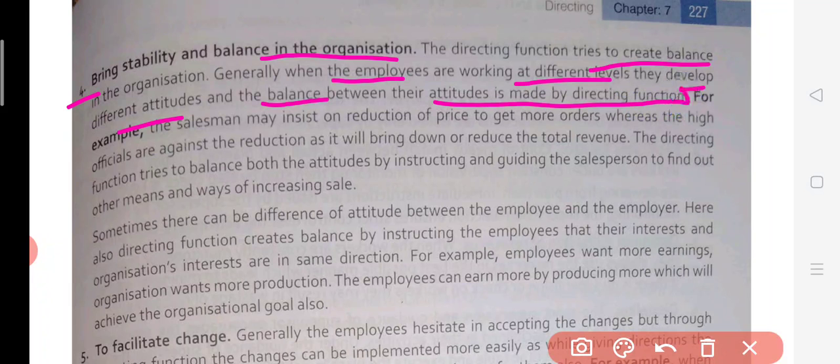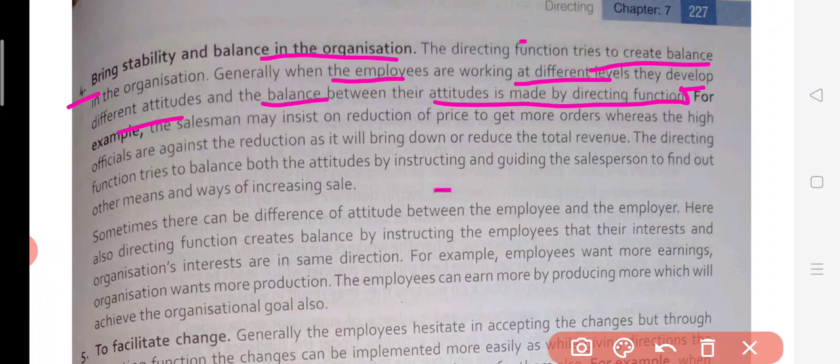Okay, and these people are having different attitudes toward work. It means the people who are working at the top level don't like to talk to the lower level workers and so on. So their attitude is like that. Okay, so this is a kind of mismatch. So here let us understand with the help of one example.